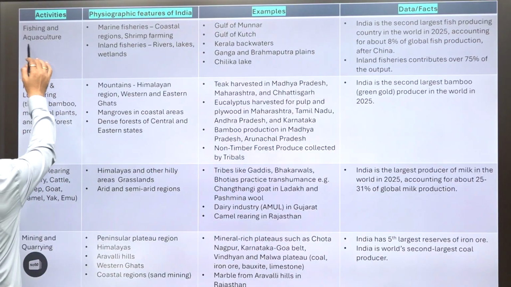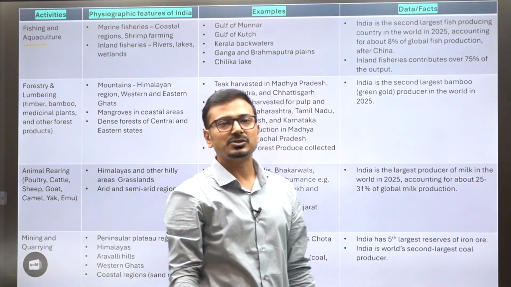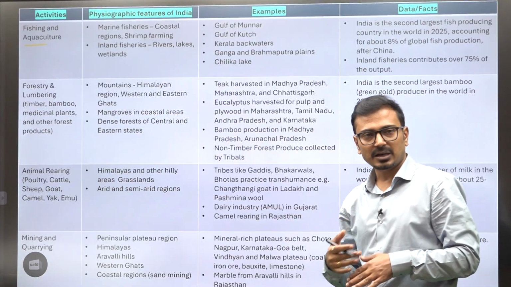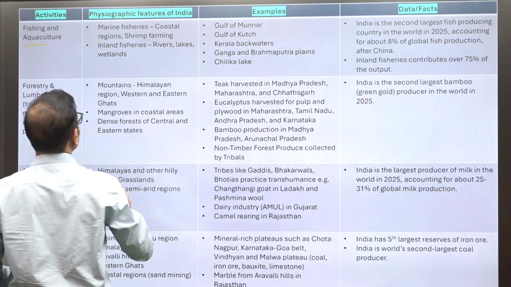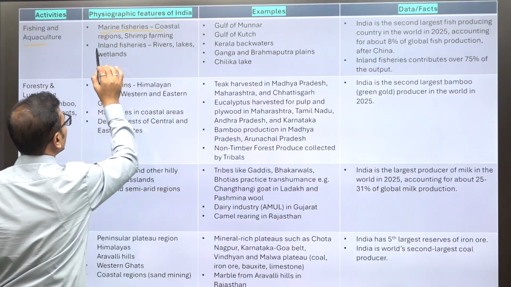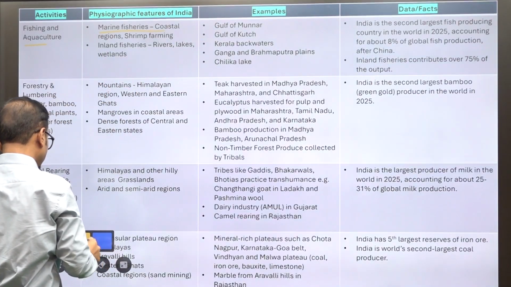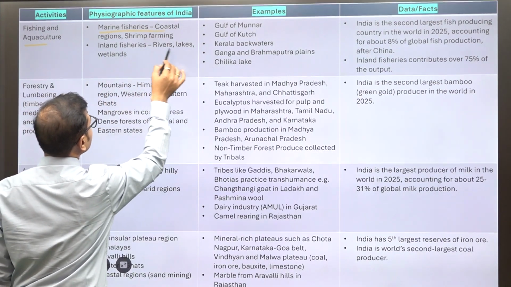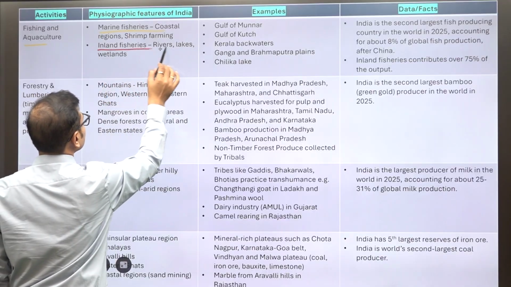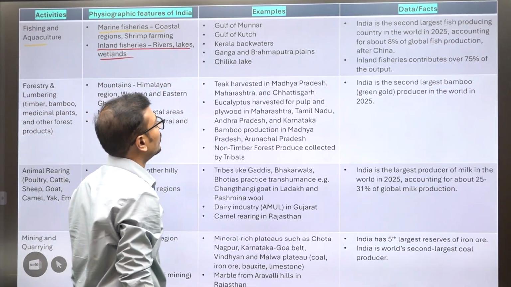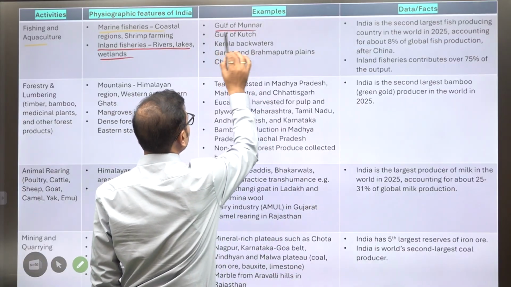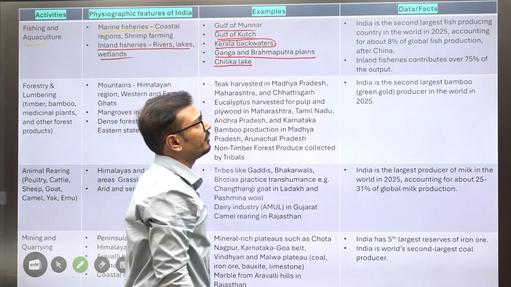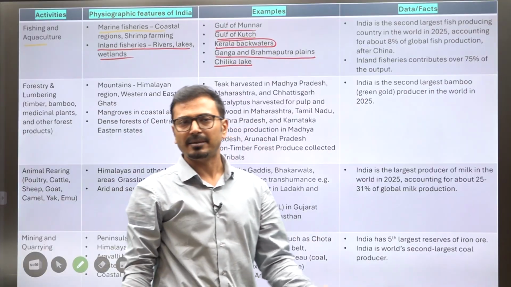So first, fishing and aquaculture, physiographic features of India. So yes, we have marine fishing potential as well as inland fishing potential. India having a large coastline of about 7,500 kilometers, marine fisheries are there. Along with that, we have inland fisheries also, right? Inland fisheries, river valleys are there, lakes are there, wetlands are also there, right? Now examples. So major fishing areas, we can say Gulf of Mannar, Gulf of Kutch, Kerala backwaters, Ganga-Brahmaputra plains, Chilika lake.